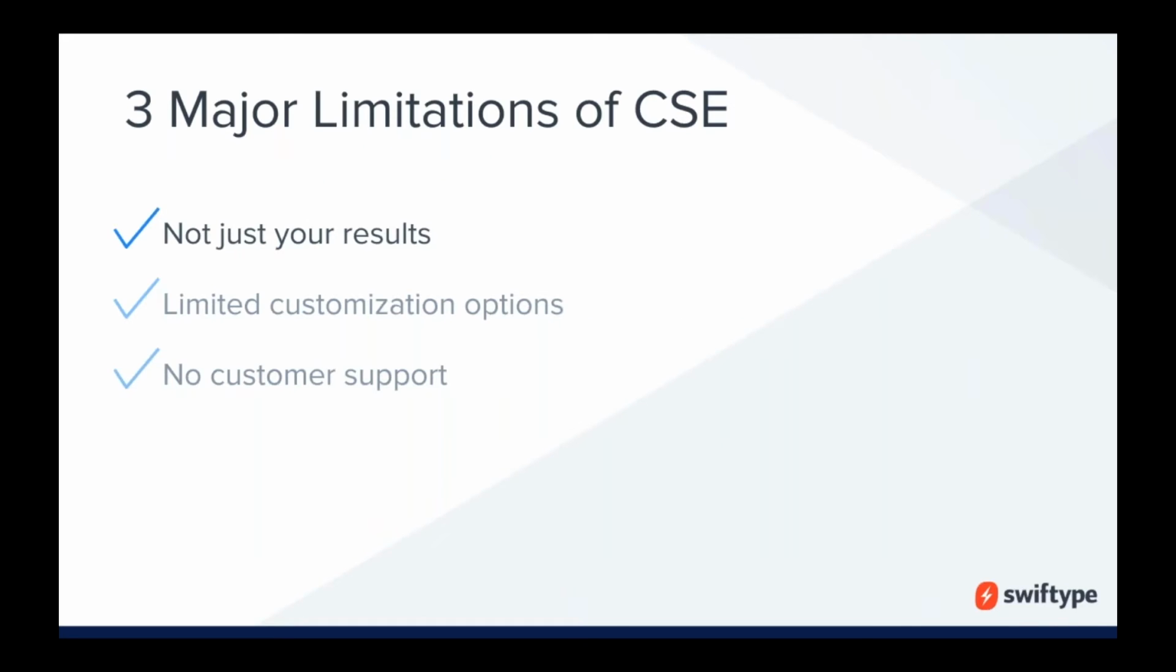So there are three major limitations that we see of the custom search engine. The first one being ads, the second one being limited options to customize, and then finally, limited customer support. I'm going to show you images of exactly what some of these things will look like when you use the Google Custom Search Engine to run your site search.